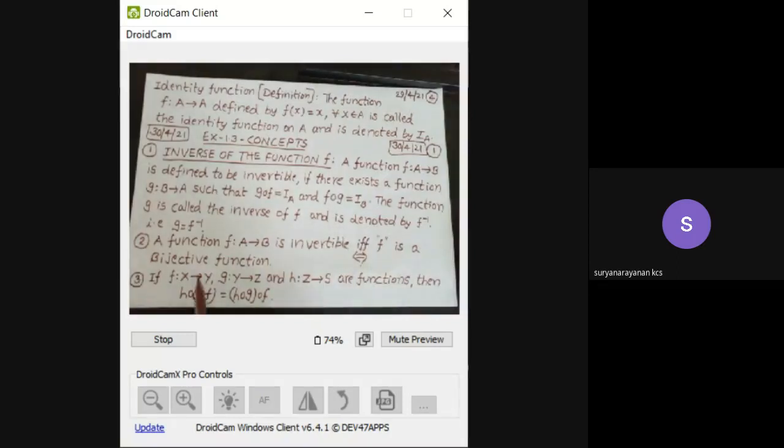Now come to the property of composition of functions. If f is a mapping from x to y, g is a mapping from y to z, and h is another function, a mapping from z to s, then h circle (g circle f) is equal to (h circle g) circle f. This is nothing but the associative property.